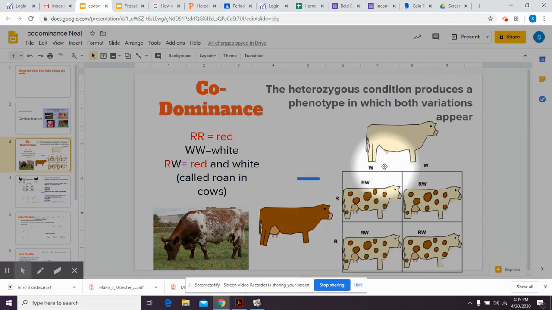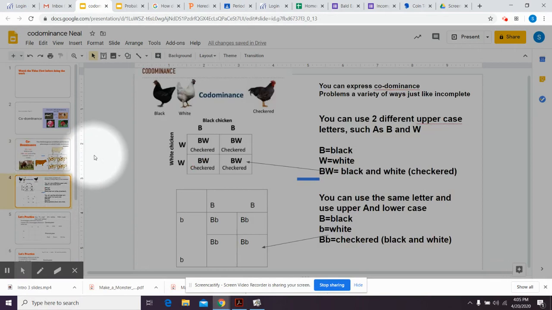I'm going to do the cross, capital W, going to cross that with capital R, and every cow is going to be spotted, or what we call roan, with an R allele and a W allele. I could look at chickens. They also can express or be checkered. So in this case, I have a black chicken, capital B. I'm going to cross it with a white chicken, capital W, and you're going to get checkered. So BW is checkered.